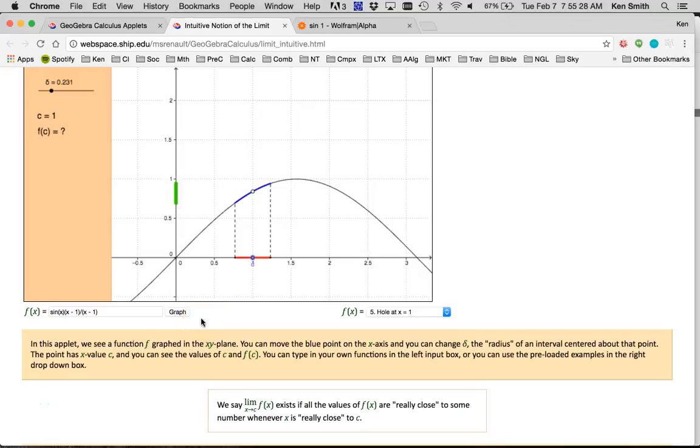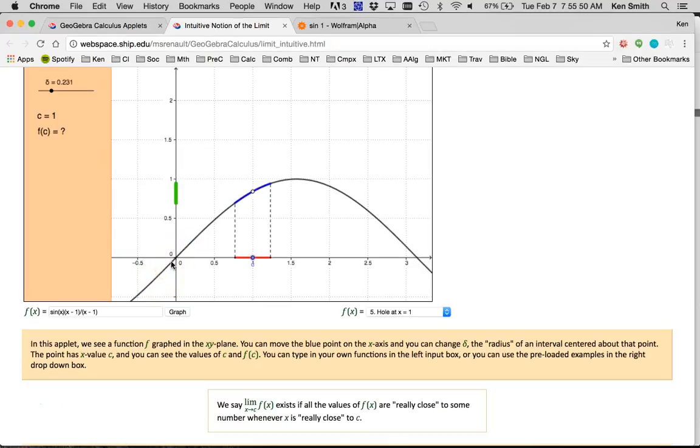Let's review the formal definition of the limit by looking at a particular website that has a nice little GeoGebra calculation. I'm at webspace.ship.edu. This is Professor Renault at Shippensburg with some GeoGebra materials. And here we have a function that's graphed here in our picture.